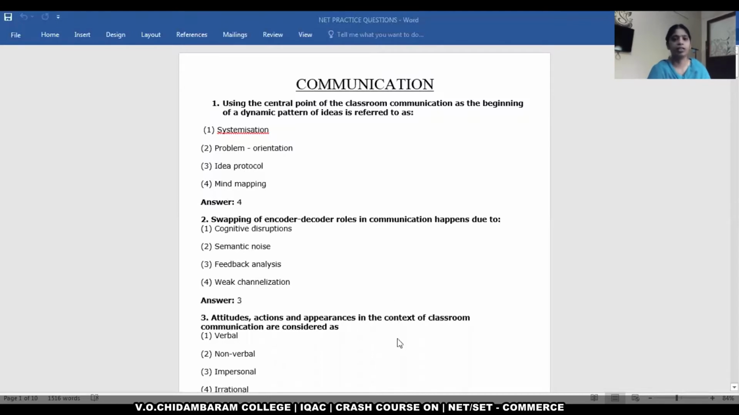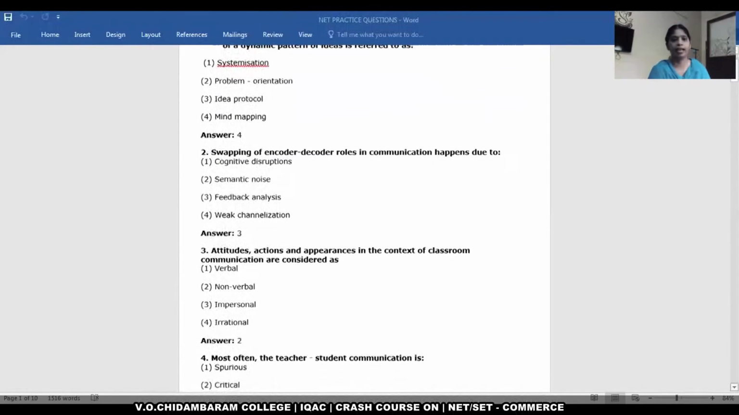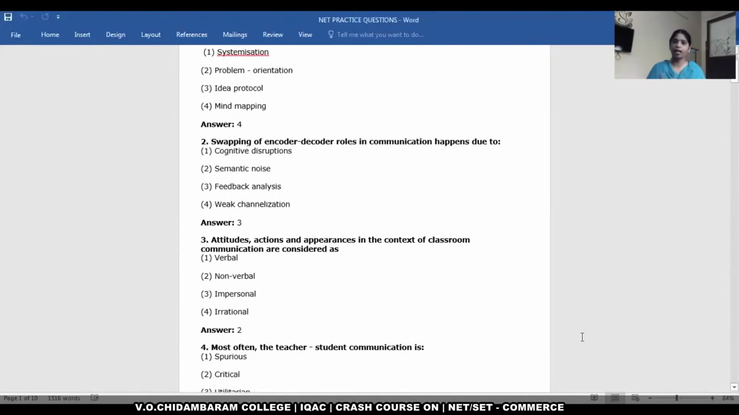Attitudes, actions, or appearances in the context of classroom communication are considered as. So attitudes, actions, or appearances are considered as verbal? No. Verbal means using language. Non-verbal, you know what is meant by non-verbal. Impersonal, not related to personal feelings. Irrational. Just look at the options and find out what suits most. It is the second answer, non-verbal.